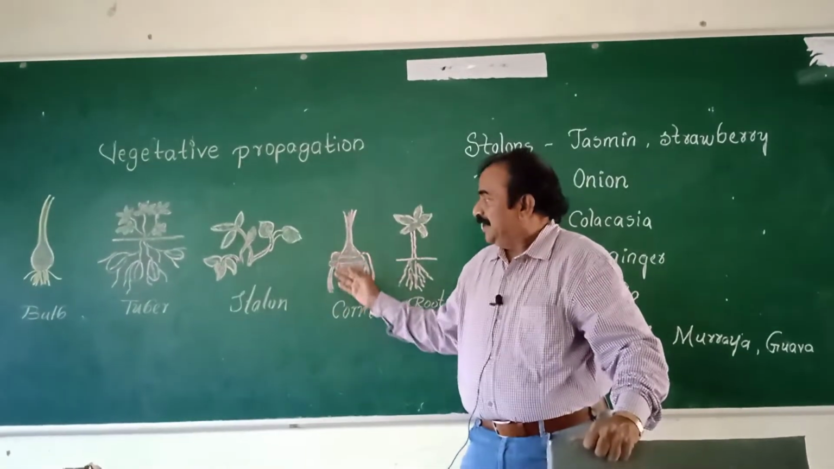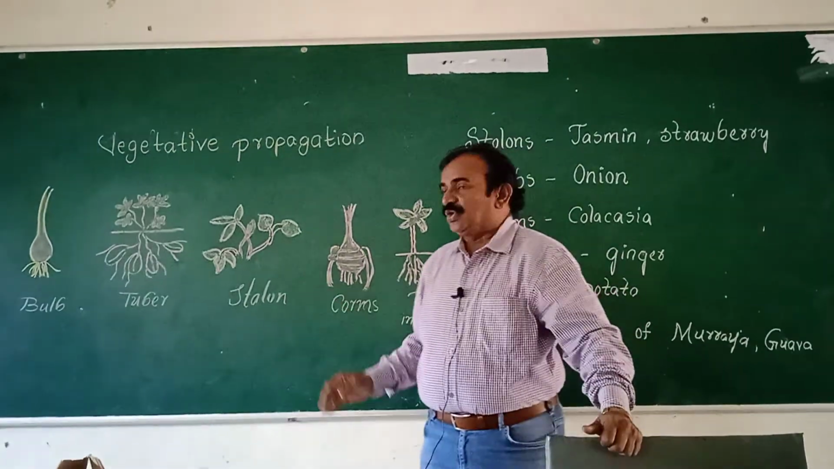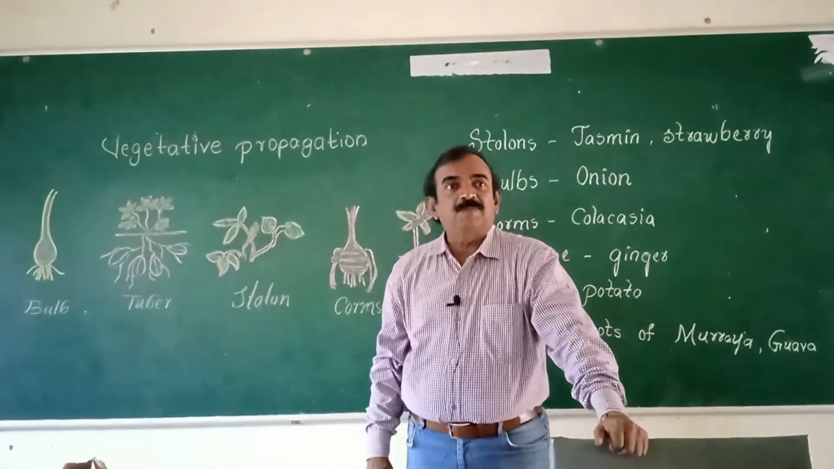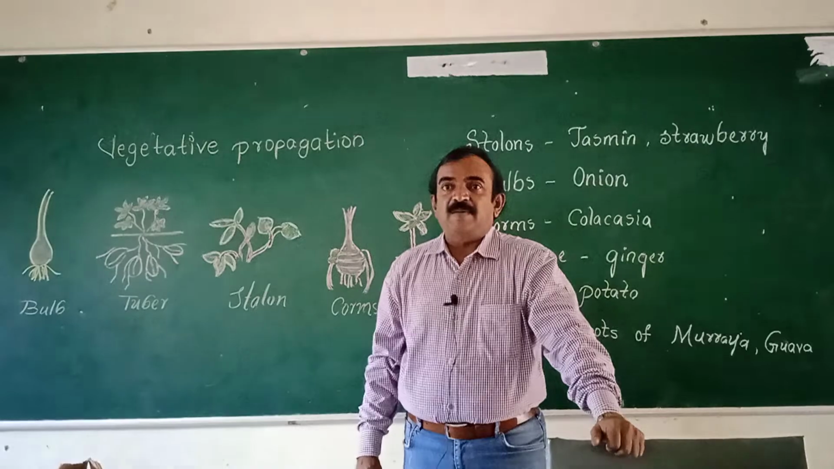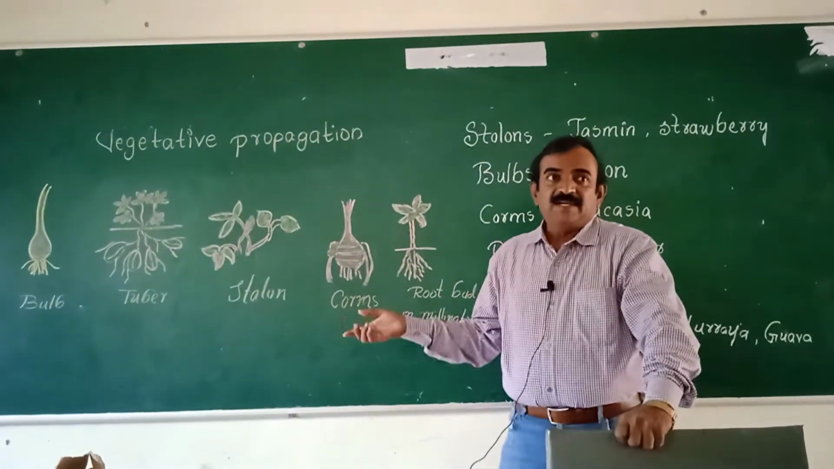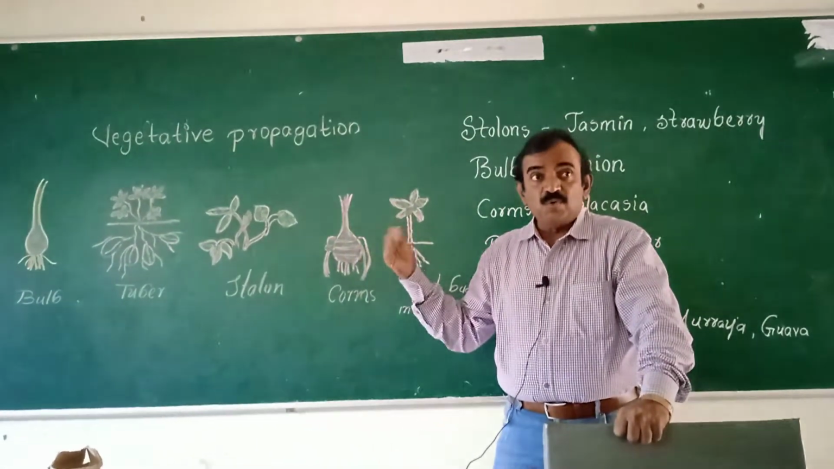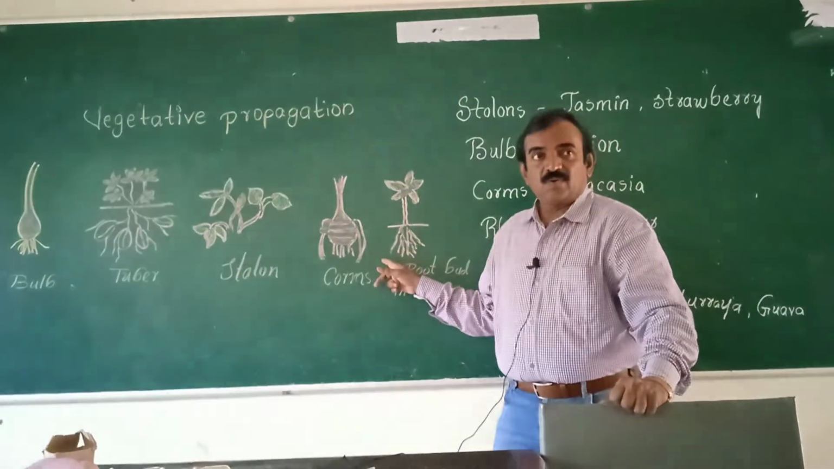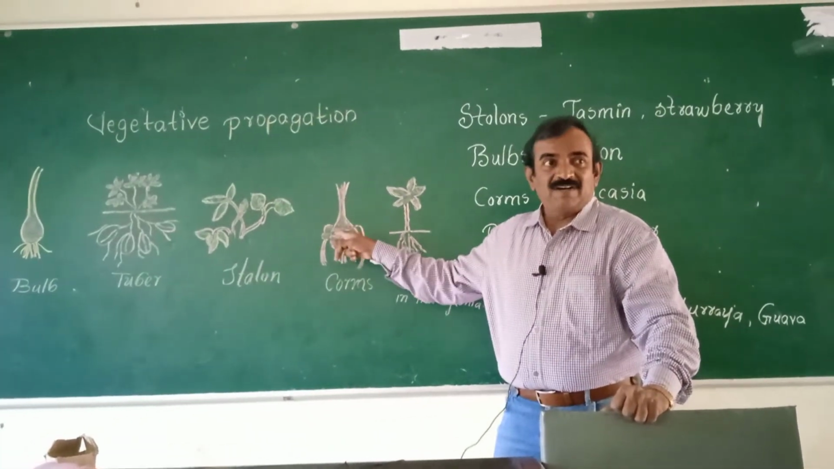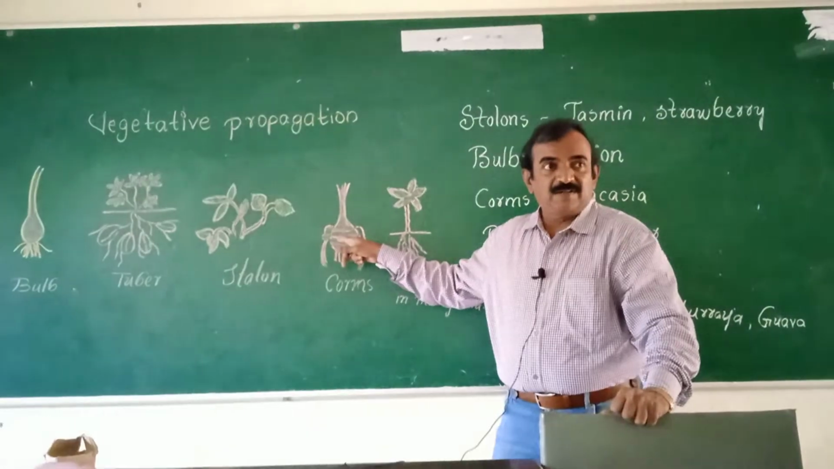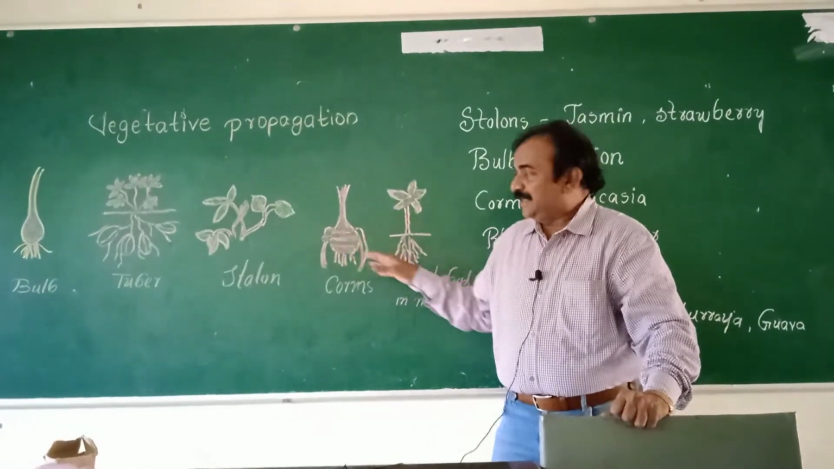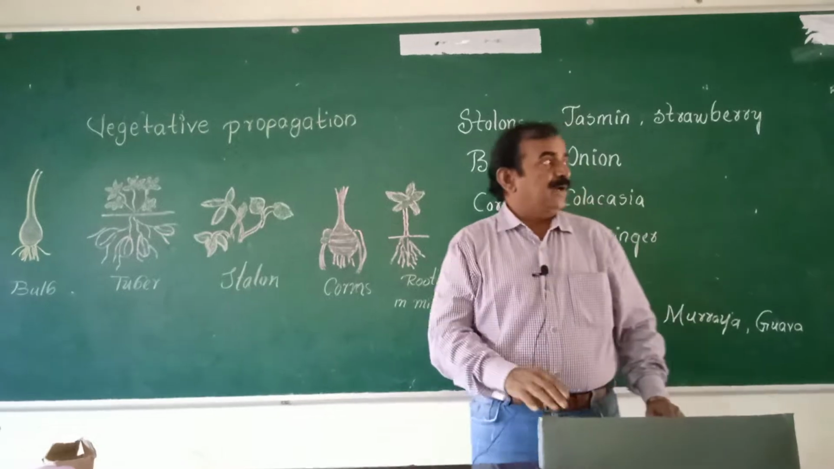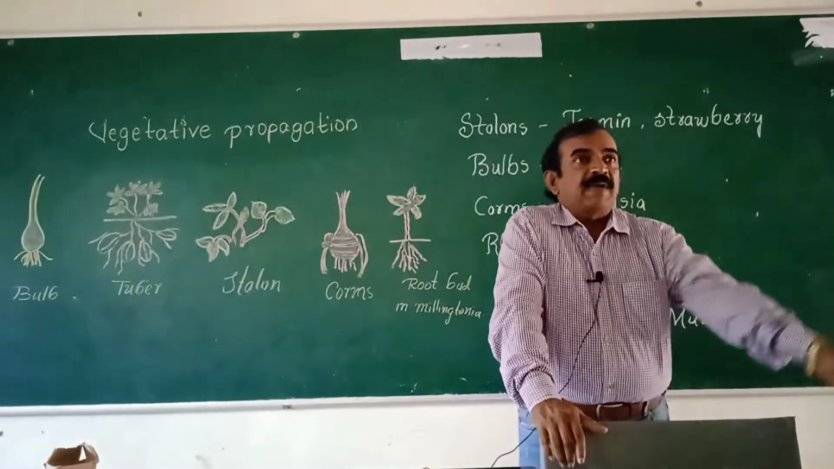Example, potato. And next you see stolon. There you see jasmine and strawberry. So it is also a stem, and these stems also give rise to a new plant. And next you see corms, colocasia. It is also a modified stem. It also gives rise to a new plant. And next, the last one, root bud, Murraya.